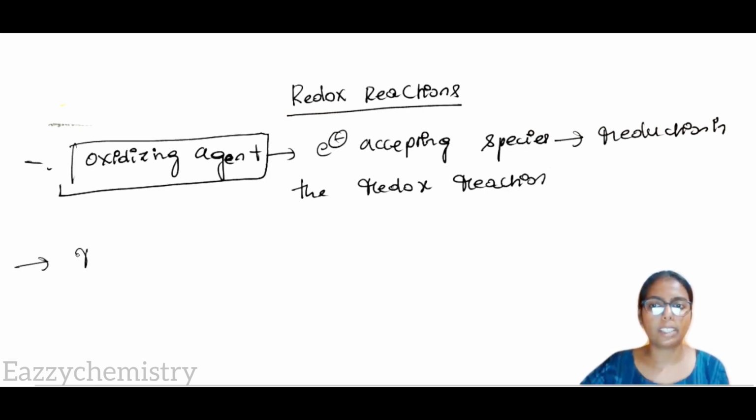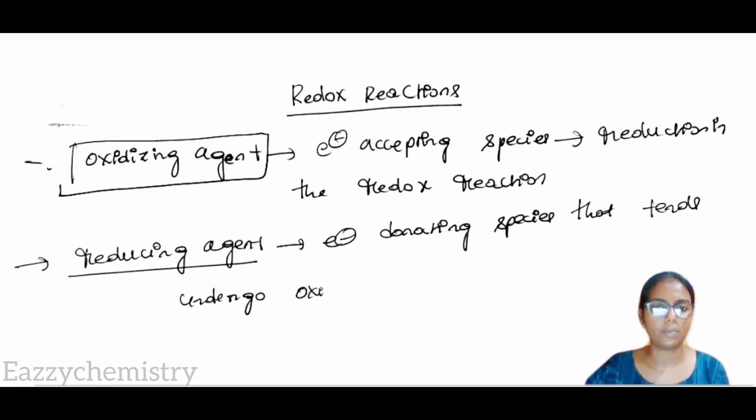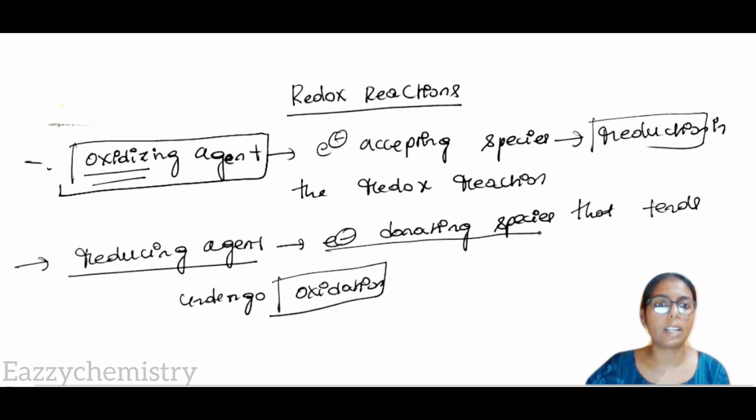Next one is the reducing agent. A reducing agent is defined as an electron donating species that tends to undergo oxidation. So the oxidizing agent itself undergoes reduction, and the reducing agent itself undergoes oxidation. Reducing agents are electron donating species. It means that these are electron rich species.